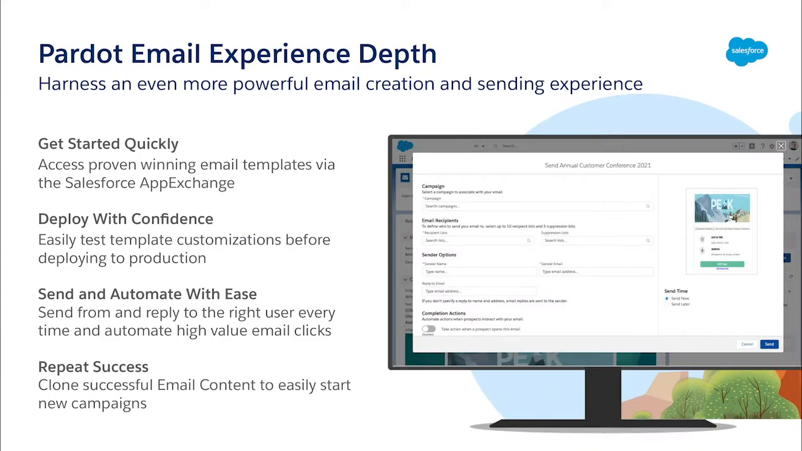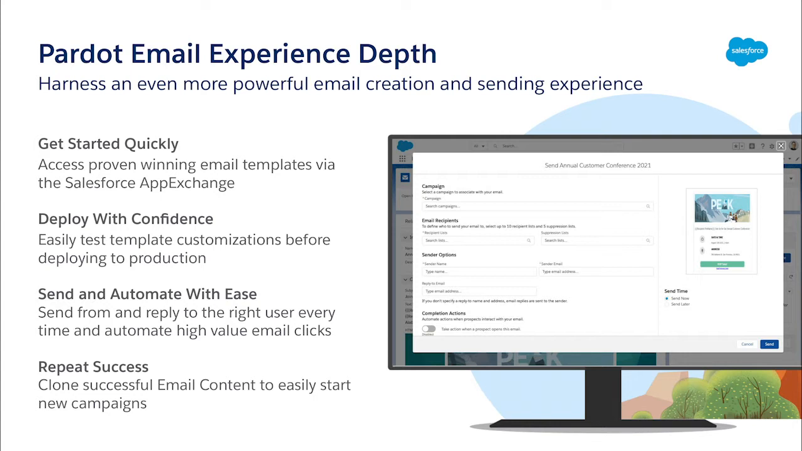First up, we've made some recent improvements for Spring 21 to enhance this new email experience. These enhancements include email template app exchange compatibility. Lightning email templates can now be created by third parties on the app exchange, so you can easily download proven winning templates to your org. Email templates in change sets. You can now test template customizations and migrate them from one org to another, including from sandbox to production, via standard Salesforce change sets.